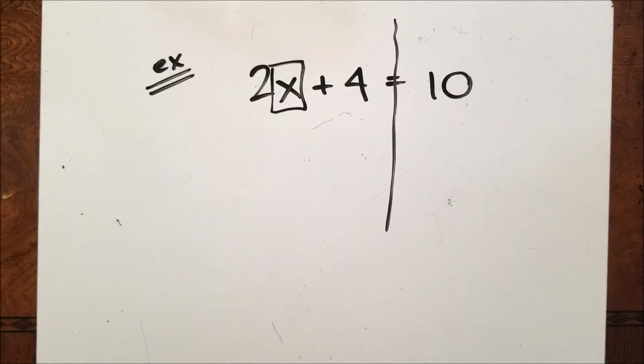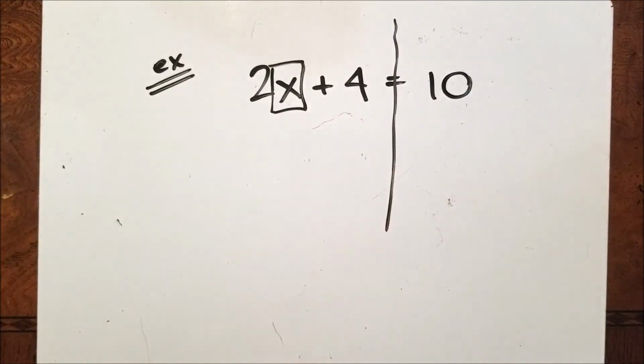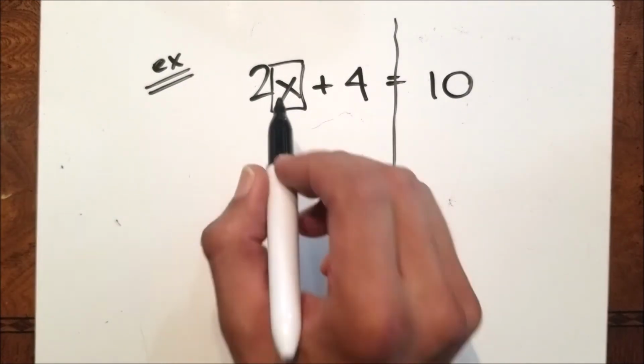Think of taking your shoes off before you take your socks off. When you think about it, that's the order you have to do them in, right? You have to take your shoes off before you take your socks off. So this 2 that's attached to the X, we're going to save that for last. The things that are closest to X are going to wait for last.